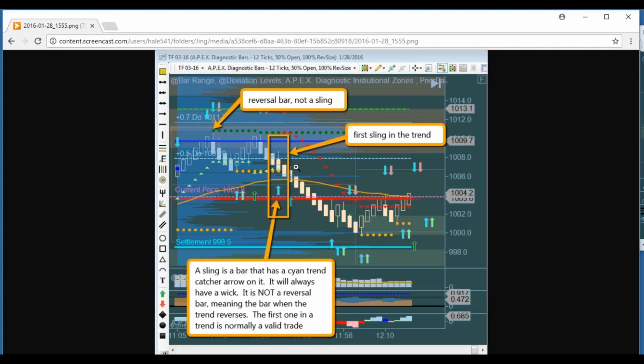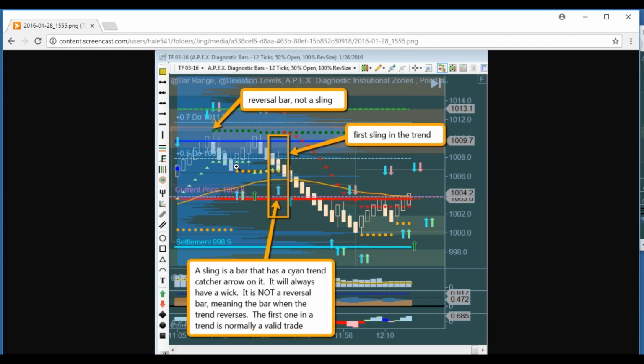That's what a slingshot trade is, those bars with the wicks that meet the requirements with these arrows here, and you can see more about that in the video, and it shoots on down. Okay? And basically what we're looking for here is not just any random wick. Okay? See this wick on this reversal bar? That's not a slingshot. That's not a sling trade. That's a reversal. Okay?